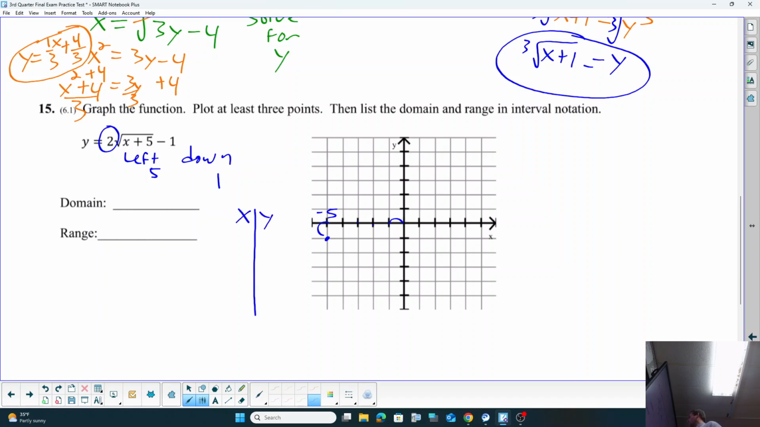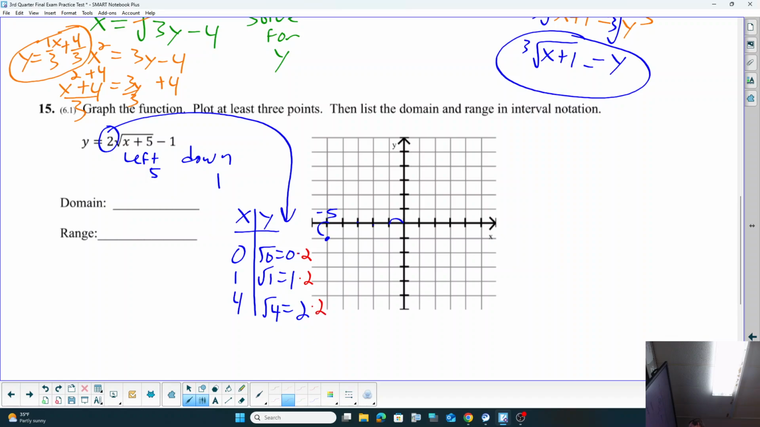So usually our parent function is 0, 1, 4, because the square root of 0 is 0, square root of 1 is 1, square root of 4 is 2. But because of the 2, we're going to multiply the y values times 2. So times 2, times 2, times 2. So we're actually going to go over 4, up 4. So from here, we're going to go 1, 2, 3, 4, up 1, 2, 3, 4. Over 1, up 2. So we're going to go from here, over 1, up 2. And then 0, 0 still. But our 0, 0 is actually down here still.